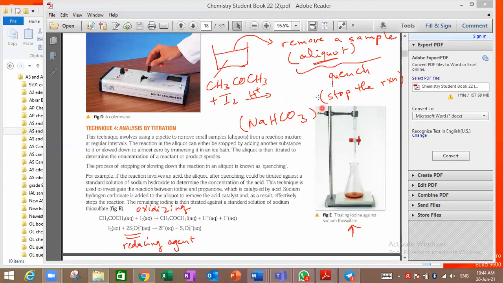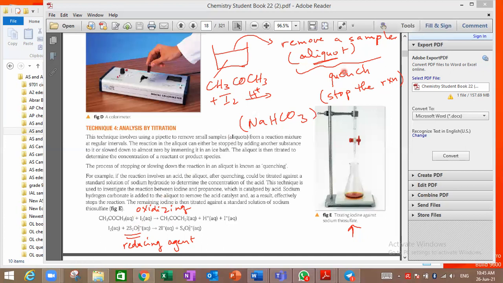So after we quench the sample, we titrate it with sodium thiosulfate, which is a reducing agent, in order to find out the concentration of iodine at that time. Of course, we took only a sample and the rest of the reaction mixture was continuing. So after another half minute or another 1 minute, we take a new sample or aliquot of the reaction mixture and repeat these steps: quench it, titrate against sodium thiosulfate, and find out the new concentration of iodine in the new sample.